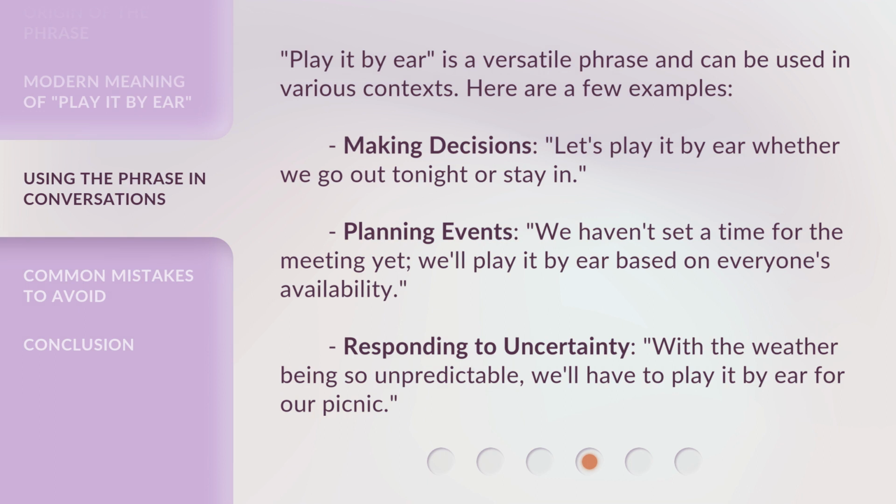Play it by ear is a versatile phrase and can be used in various contexts. Here are a few examples. Making decisions. Let's play it by ear whether we go out tonight or stay in. Planning events. We haven't set a time for the meeting yet. We'll play it by ear based on everyone's availability. Responding to uncertainty. With the weather being so unpredictable, we'll have to play it by ear for our picnic.